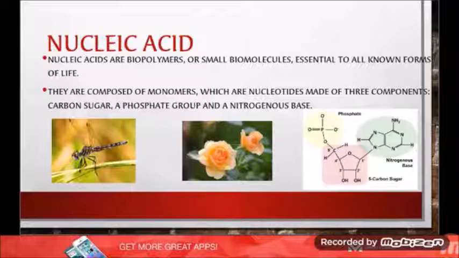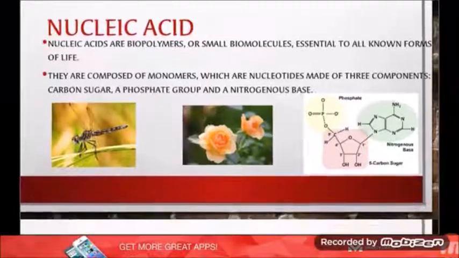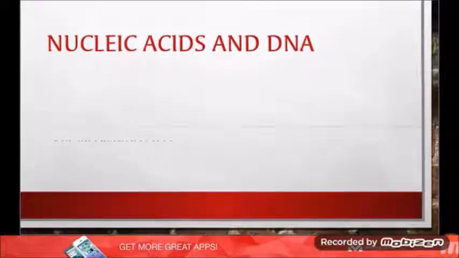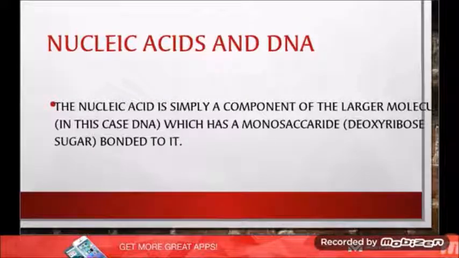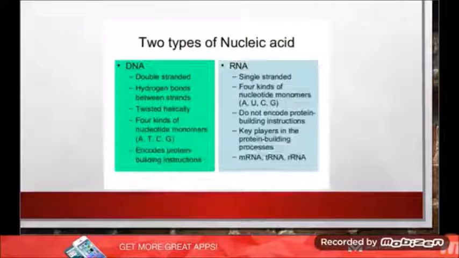These simple components allow nucleotides to join together to make polymers like DNA and RNA, as well as energy-carrying molecules like ATP. The nucleic acid is simply a component of the larger molecules, which has a monosaccharide bonded to it. Generally speaking, nucleic acids come in two naturally occurring varieties: DNA or deoxyribonucleic acid and RNA or ribonucleic acid. So let us first discuss the first variety, the DNA.